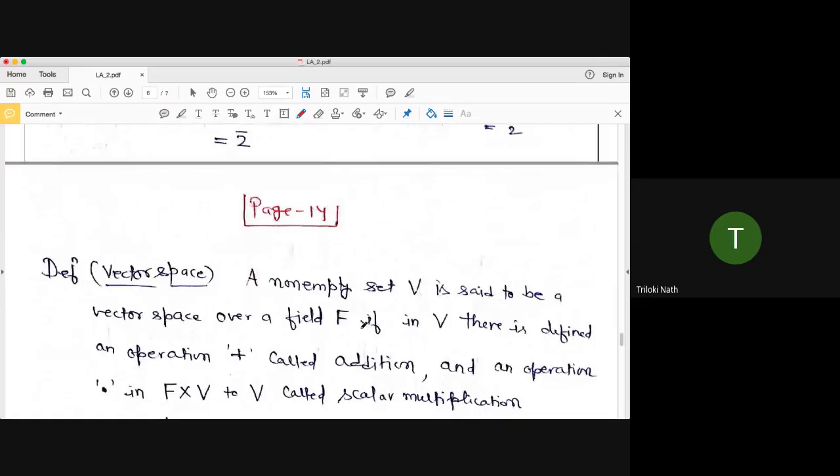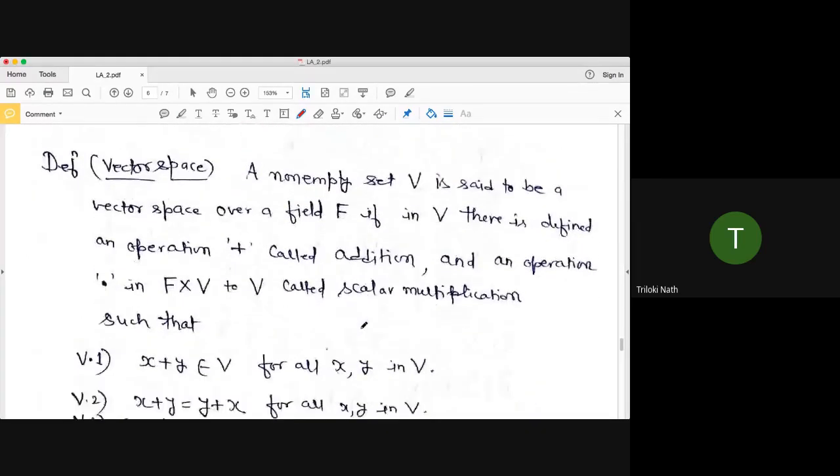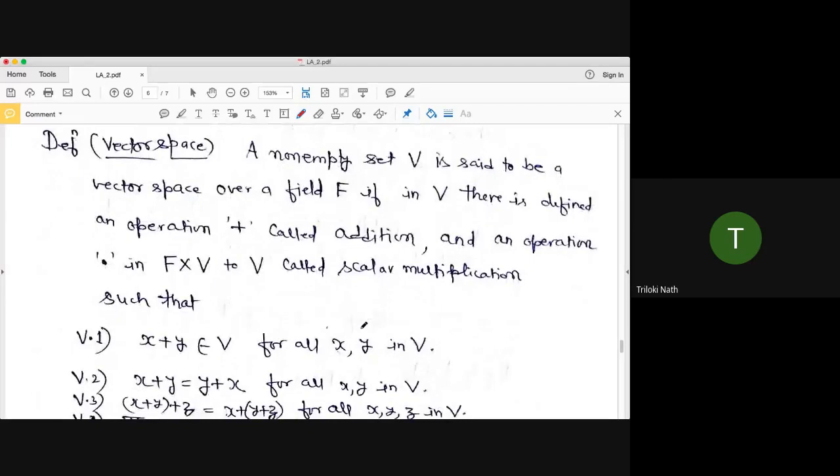Okay, so now let us see the general, abstract definition of a vector space. What is a vector space? A non-empty set V is said to be a vector space over a field F, already you have seen what a field is, if in V there is defined an operation plus. Again I am saying, in V there is defined an operation plus means addition is a function from V cross V to V, right? So suppose some subset S of V is taken, and plus is a mapping from S cross S to V.